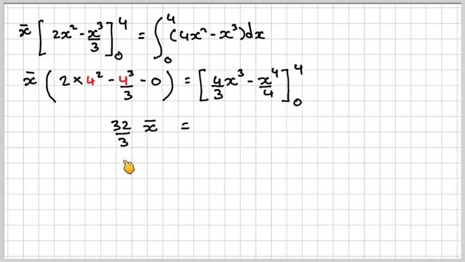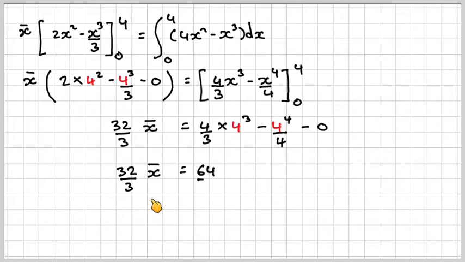This gives me 32 over 3 x bar. Then if I substitute in 4 here, we get 4 thirds 4 cubed minus 4 to the 4 over 4, minus 0, which is 32 over 3 x bar, and this becomes 64 over 3. Use that fraction button on your calculator, and that will give x bar as 2, which is what we really expected, because if you go back and look at the graph, the graph cuts the axis between 0 and 4, and it is symmetrical. Therefore, the x value of the centre of gravity or centre of mass would actually be 2.